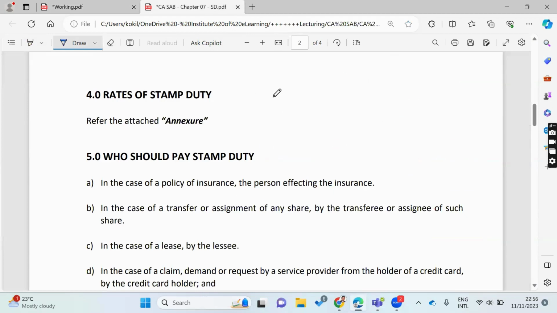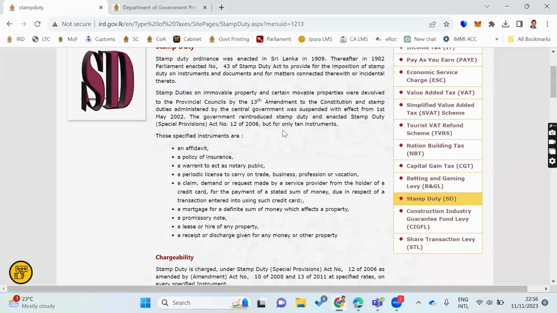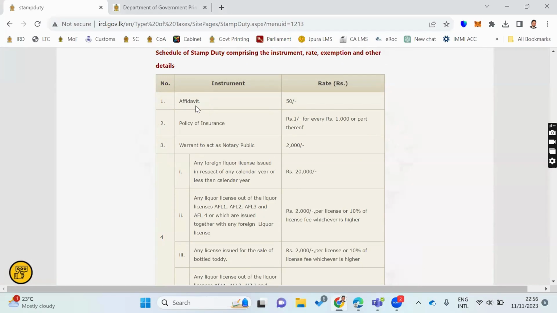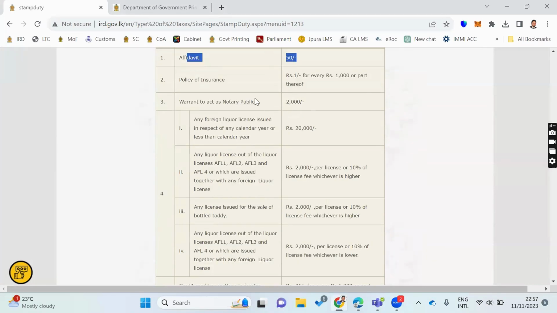So what are the other rates here? If you look at an affidavit, as I discussed, 50 rupees. The policy of insurance, 1 rupee. This is a general policy, general policy insurance, motor vehicle or any other insurance, not life insurance or medical insurance. If you take a policy of insurance, 1 rupee for every 1,000 or part thereof. Warranty to act and not to public, 2,000 you have to pay as a stamp.